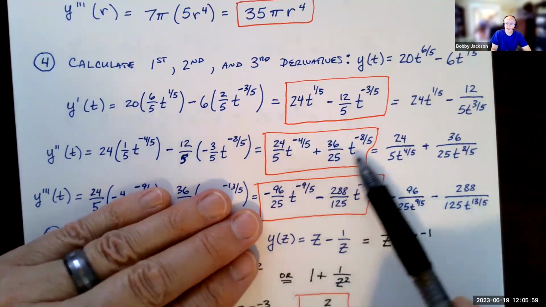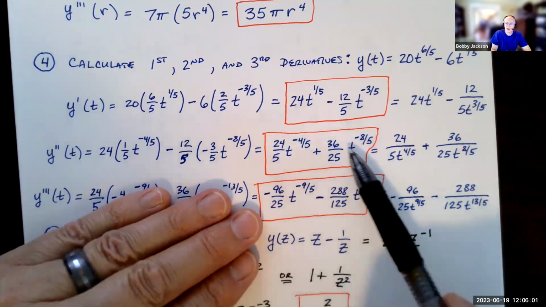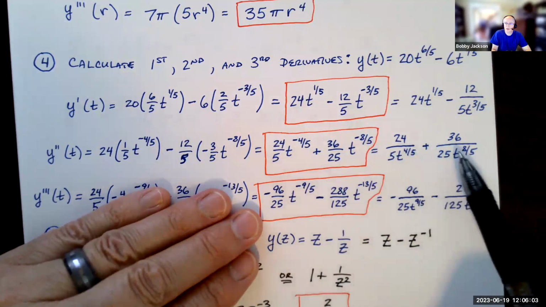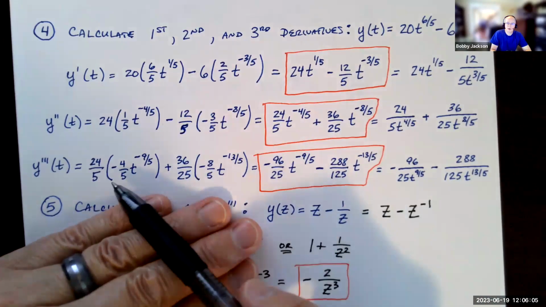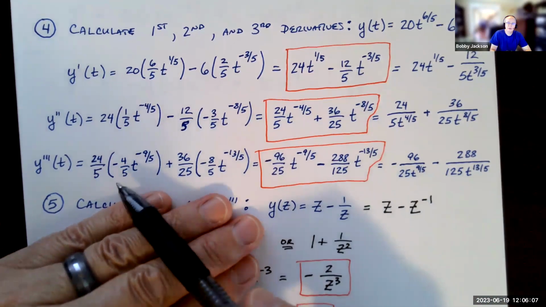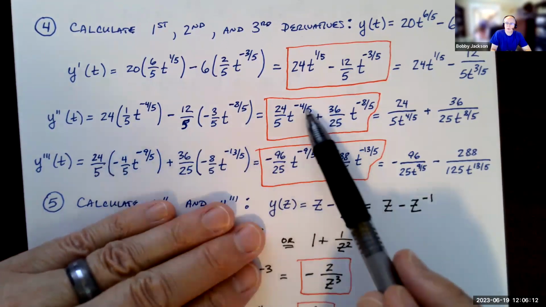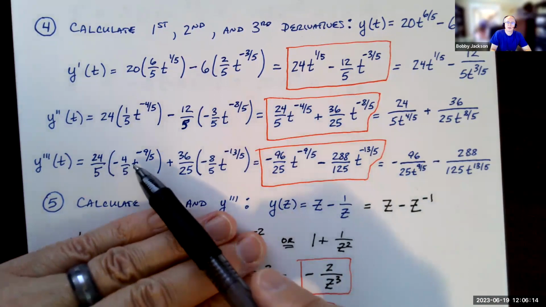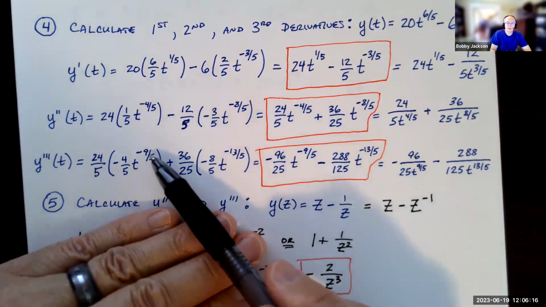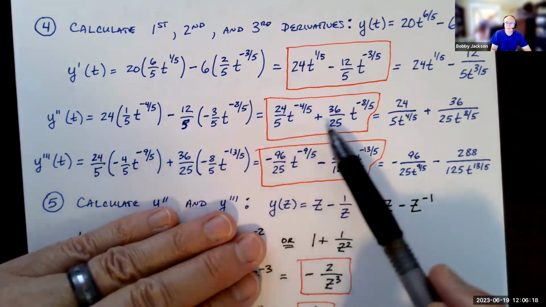Okay. So again, this is Achieve's answer. If you write it without negative exponents, it looks like this over here. Finally, the third derivative is the derivative of the second derivative, and we go through the same thing. 24/5 constant multiple, bring the negative 4/5 down, subtract 1 from negative 4/5 is negative 9/5.